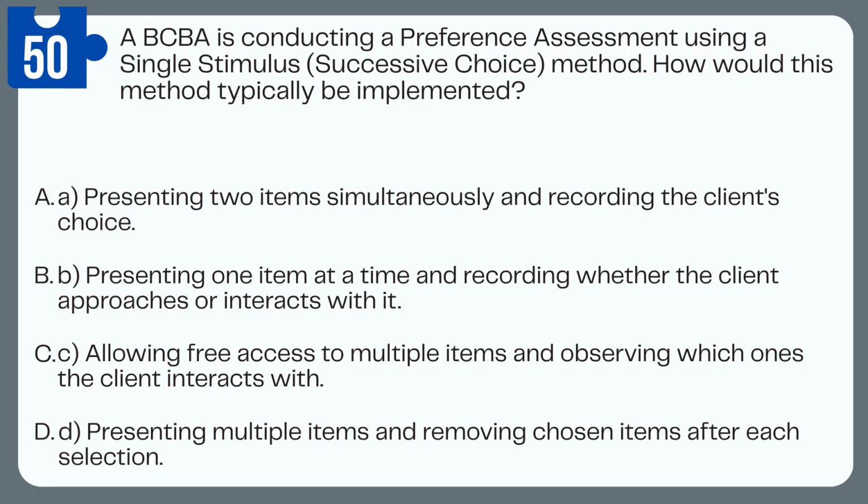Question 50. A BCBA is conducting a preference assessment using a single stimulus, successive choice, method. How would this method typically be implemented? A. Presenting two items simultaneously and recording the client's choice. B. Presenting one item at a time and recording whether the client approaches or interacts with it. C. Allowing free access to multiple items and observing which ones the client interacts with. D. Presenting multiple items and removing chosen items after each selection.